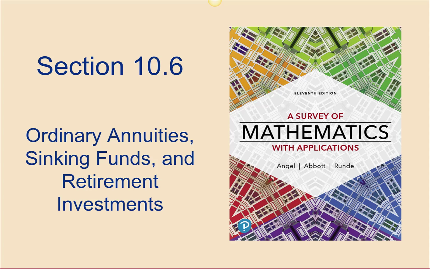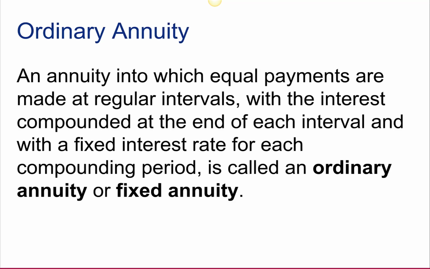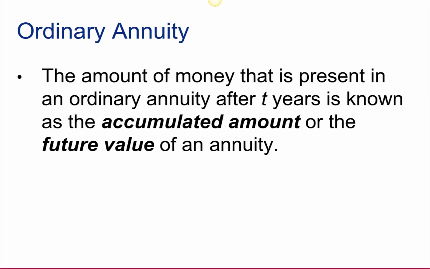Section 10.6, Ordinary Annuities, Sinking Funds, and Retirement Investments. An annuity is an account into which or out of which a sequence of scheduled payments is made. An annuity into which equal payments are made at regular intervals, with the interest compounded at the end of each interval and with a fixed interest rate for each compounding period, is called an ordinary annuity or a fixed annuity.